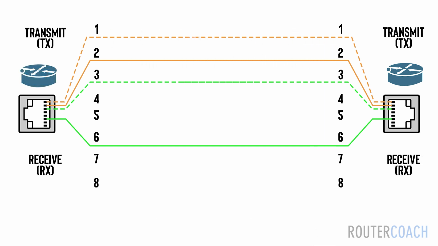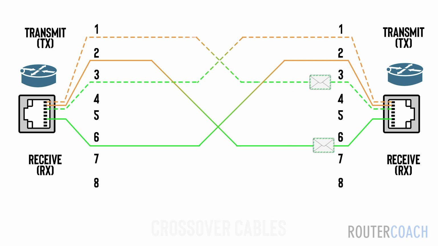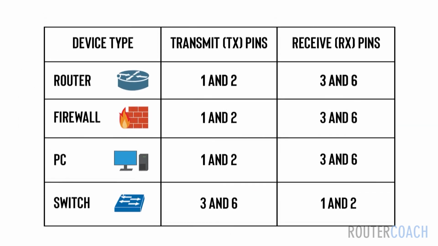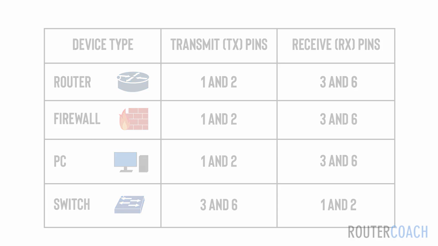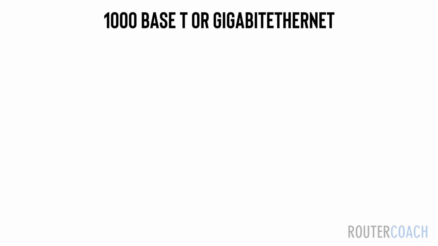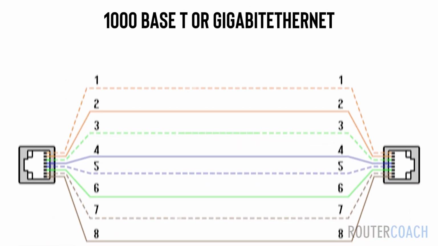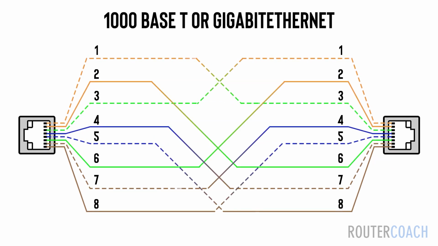The answer to this problem is another type of cable, the crossover cable, where pin 1 is connected to pin 3, and pin 2 is connected to pin 6 on each end. Here's a chart reviewing the different devices and pins that they use to receive and transmit data. However, if we were to use speeds greater than fast Ethernet, like 1000 base T or gigabit Ethernet, then all 8 pins will be used. This is the layout for a straight-through cable, and this is the layout for a crossover cable.